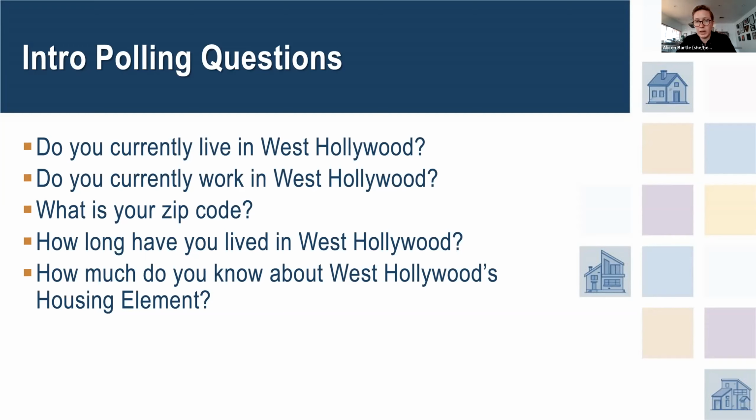All right, we'll go ahead and close the poll. It looks like we have a lot of folks that live and work in West Hollywood on the call, mostly from the 90046 zip code, but also spread throughout the city. And we have various tenancy. Almost half of you have been here for more than 21 years, so that's great to see. And it looks like we have a lot of folks that are just getting their feet wet with the housing element. So we're excited to have you here and learn a little bit more about the housing element update process. I'm going to turn it now over to my colleague, Rachel Diamond.